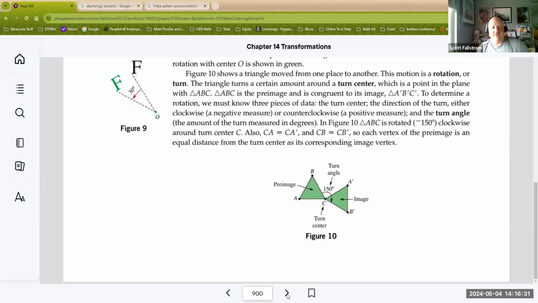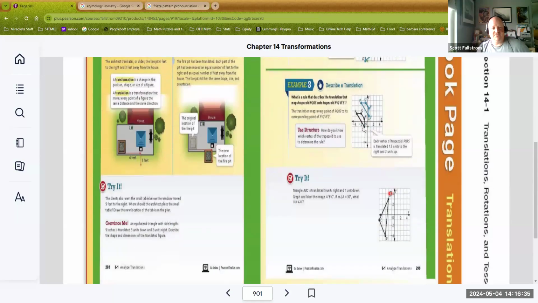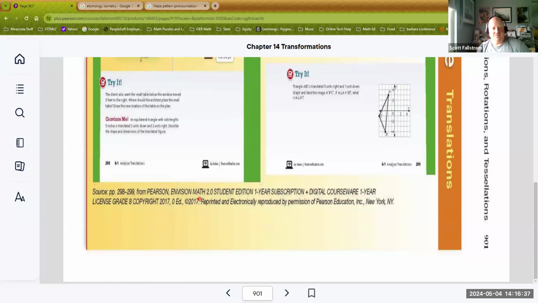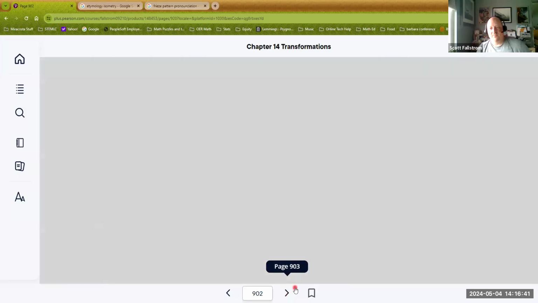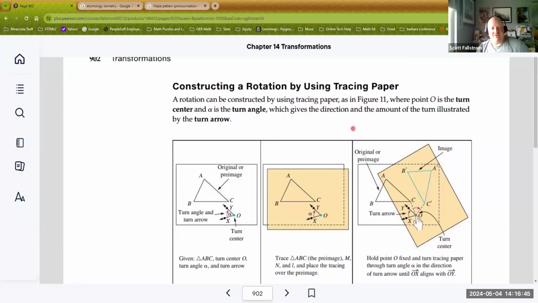So there we go. Here's a school book, Understanding Translations. So they give some examples. Again, this one with the coordinate systems would be grade 8. And if you wanted to construct a rotation by tracing paper, what you have to do is you put your angle down for your rotation angle, your center, and kind of the measure. Make sure your shape is down, and then whatever shape you want to move, you rotate around that angle.